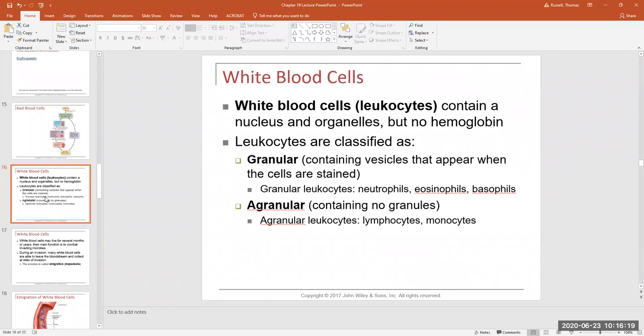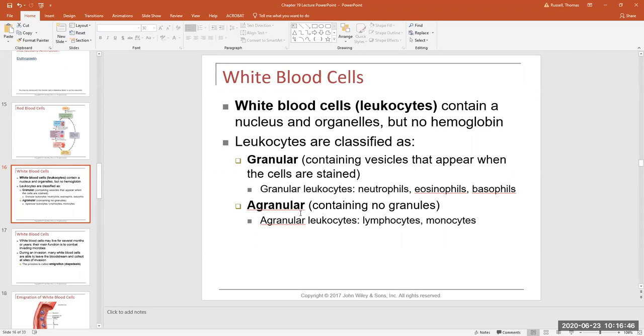The white blood cells are grouped into two different categories. All the white blood cells also have nuclei in them. Red blood cells don't. And red blood cells have hemoglobin, but no white blood cell has hemoglobin. So they're different with those respects. So the leukocytes are classified as either granular leukocytes or agranular leukocytes.